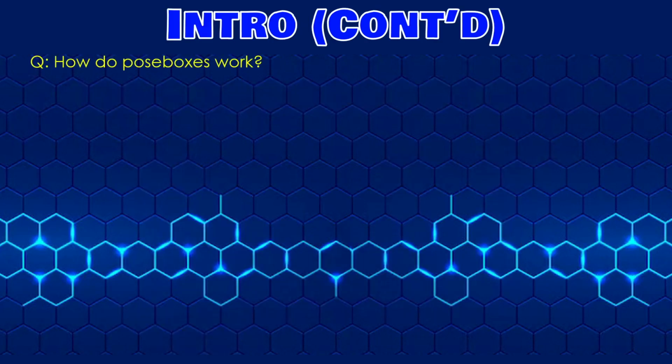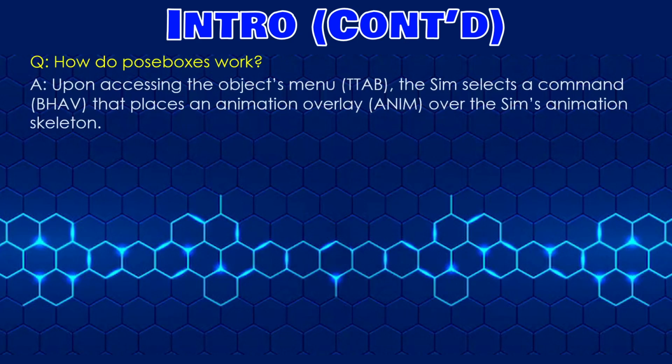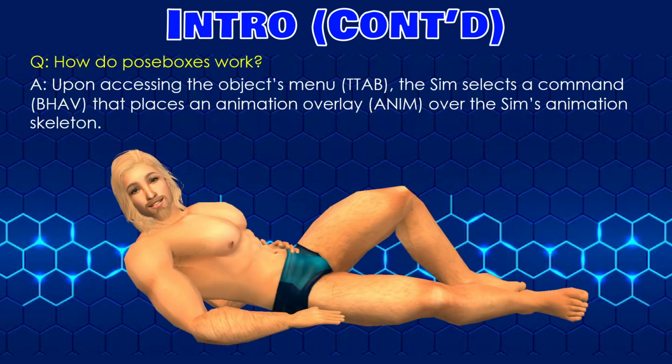How do pose boxes work? Upon accessing the object's menu, the T tab, the sim selects a command, a behave, that places an animation overlay, or ANIM, over the sim's animation skeleton.